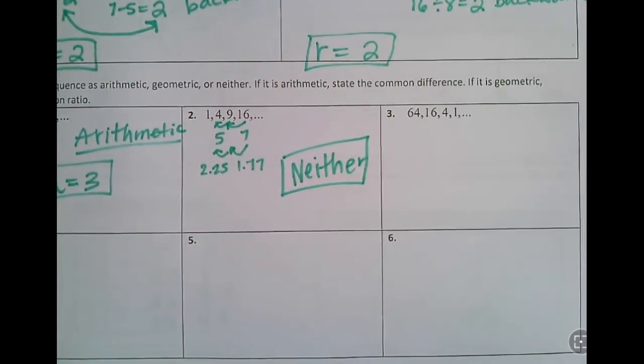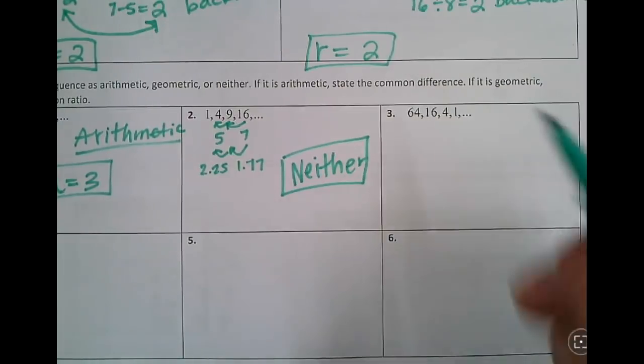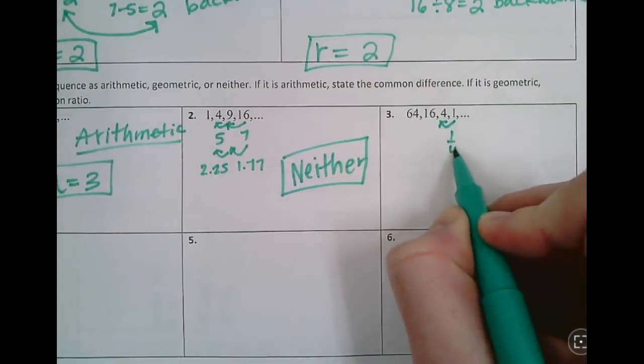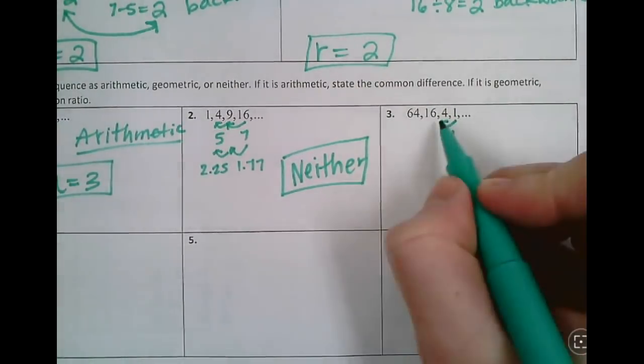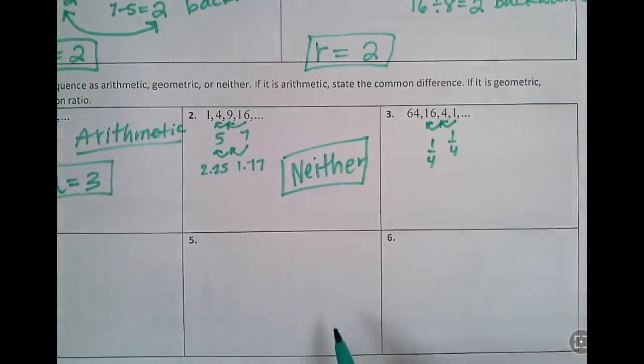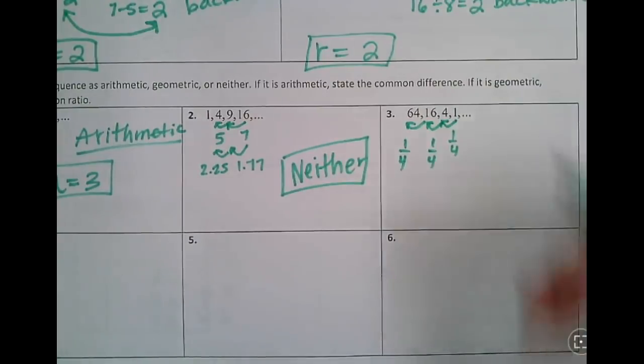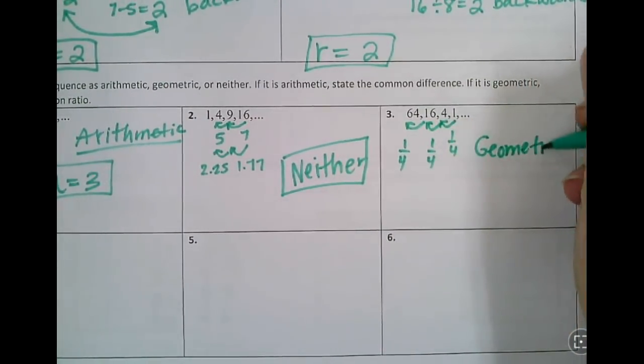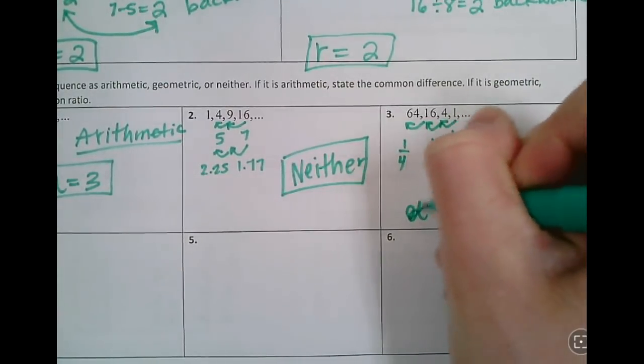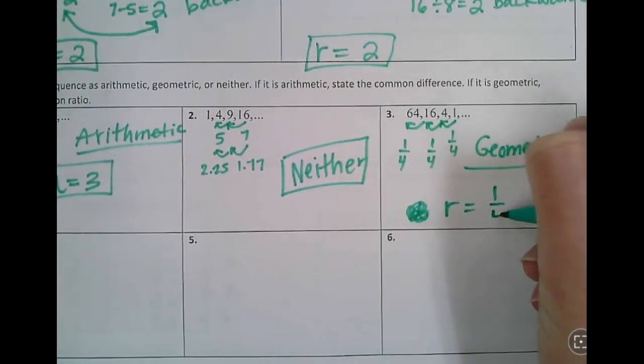Okay, and number 3. 64, 16, 4, and 1. If I subtract, 1 minus 4 is negative 3. 4 minus 16 is negative 12. So I'm not finding a common difference. What about if I divide backwards? 1 divided by 4 is 1/4 or 0.25. 4 divided by 16 simplifies to 1/4. 16 divided by 64 simplifies to 1/4. So here we have our geometric sequence, and our common ratio is 1/4.